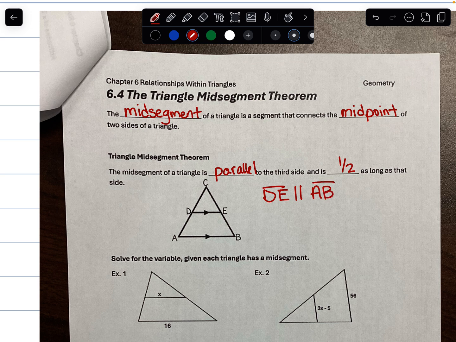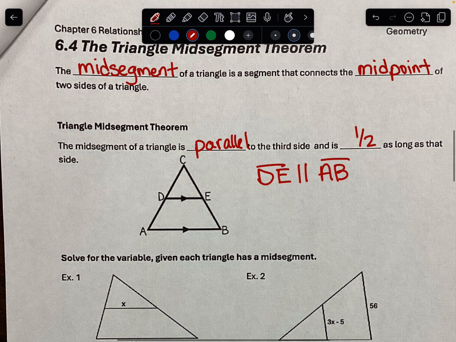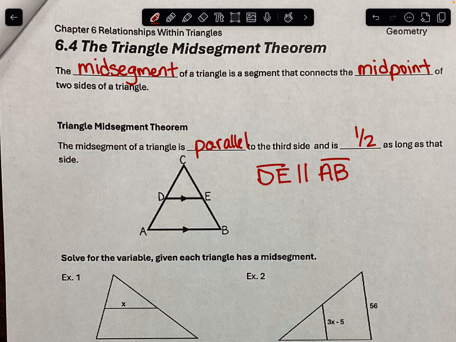Right, which is marked by the arrows. We see that there, yes. Okay, and then it's half as long as that side. So DE is equal to half AB. So the shorter side, your midsegment, is always half of the longer side, which makes solving pretty simple because if we have the longer side, we just take half. If we have the shorter side, then we double.